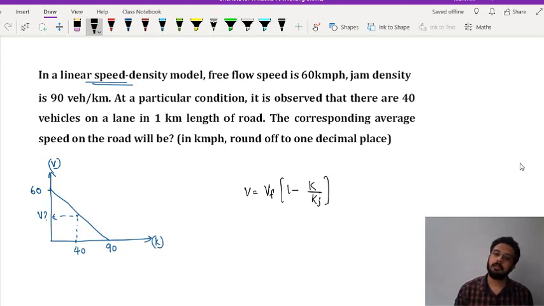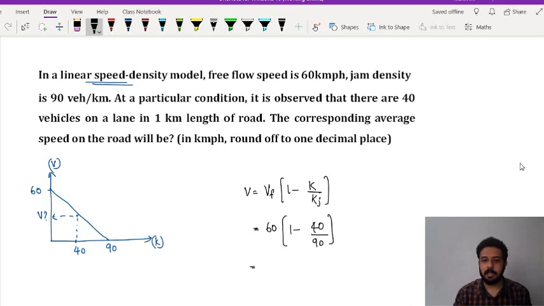So we want to calculate. Vf is given as 60. Now in which unit are we substituting 60? In kilometers per hour, so that the obtained value of V will be in kilometers per hour. So 1 minus 40 divided by, what is jam density? 90. If you calculate this, 33.33 kmph, right? What is the meaning? Here you are going to get 33.33. Obviously you are going to get a lesser value compared to your Vf.